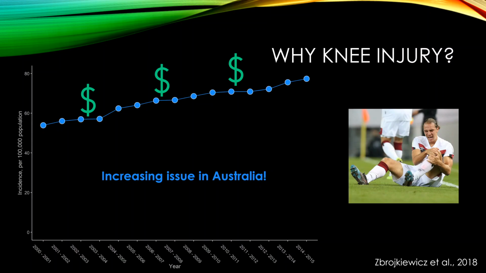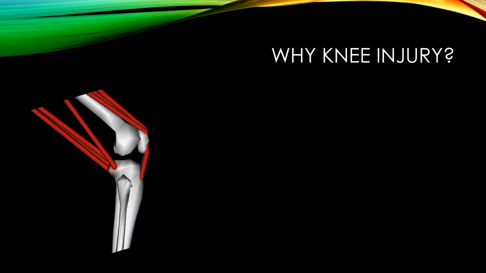Now, it's not just costly if you're an elite athlete, even if you're just an everyday punter. Obviously, you might need to pay for extensive rehabilitation. You might not be able to work for a while. You might not be able to do your recreational sport. And you may also need to get surgery. And that's something else to think about with ACL injury. So here I've just got a really crude model of the knee joint with just a couple of key muscle groups identified.